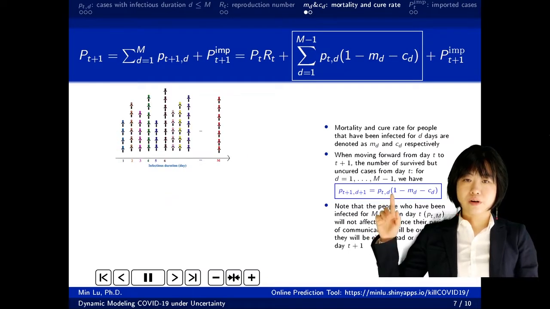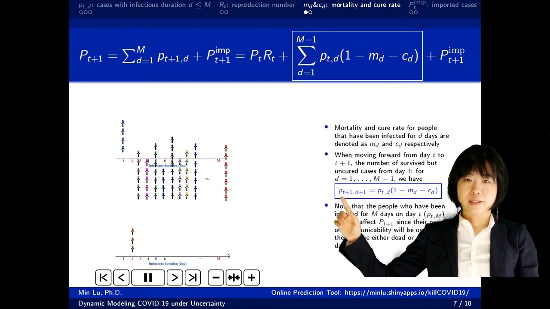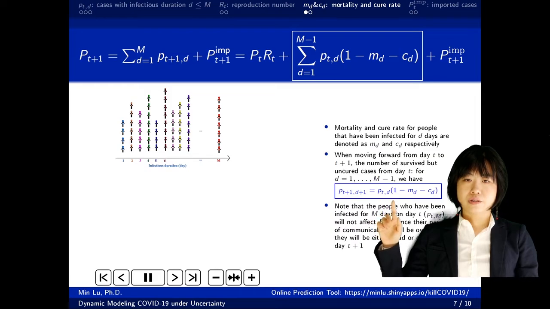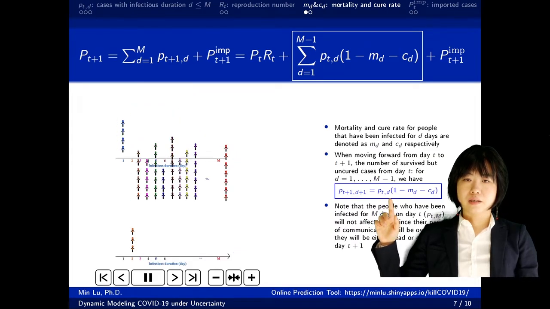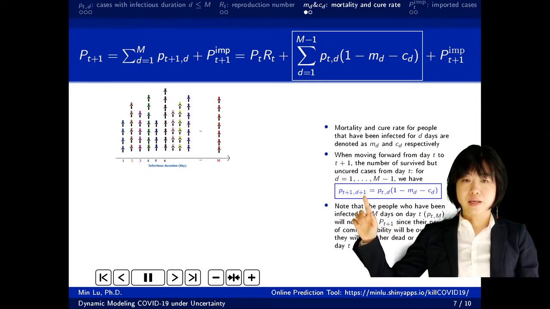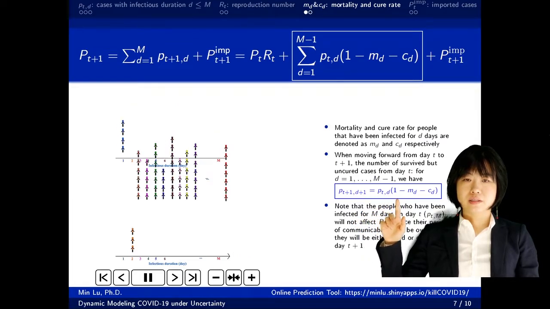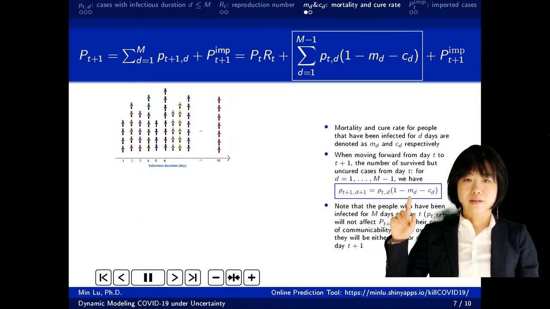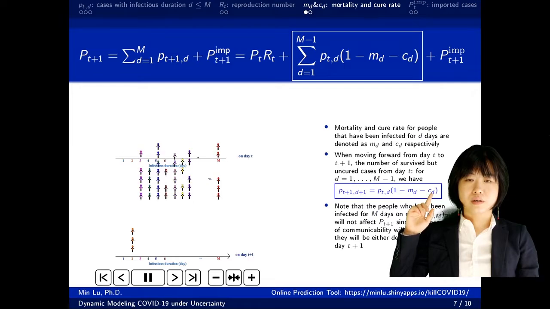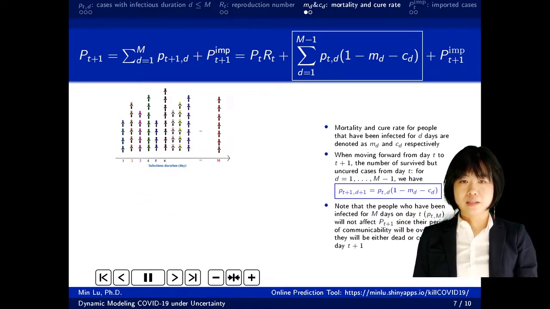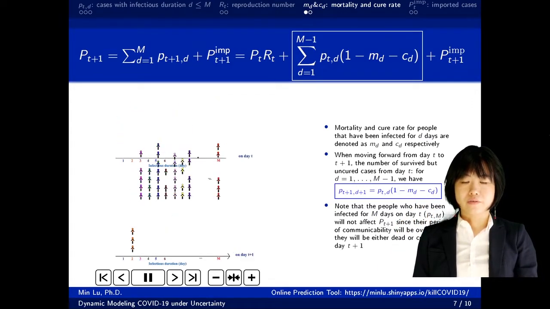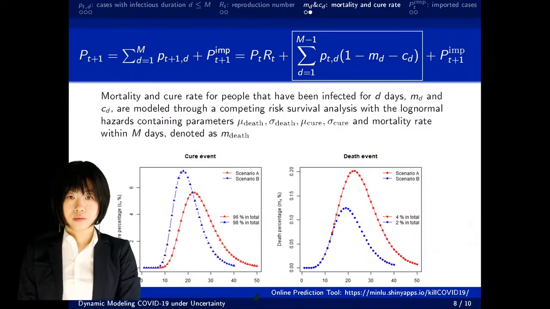When moving from day t to day t plus 1, infection duration moves from D to D plus 1. In the meanwhile, cases are dead or cured with the percentage depending on their infectious duration. Mortality rate and cure rate are modeled through a competing rates survival analysis.